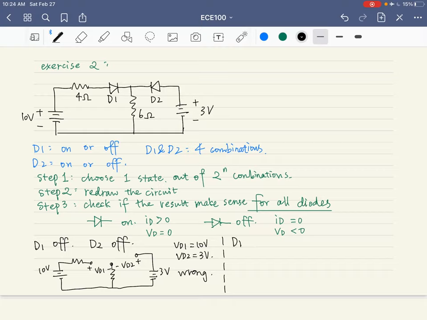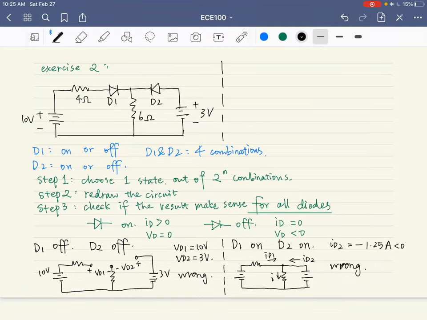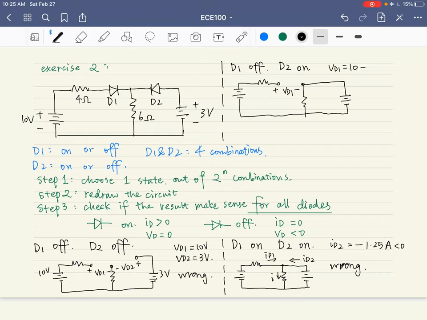And what about D1 is on and D2 is on too? Let's redraw the circuit. By solving it using the KCL, we'll see ID2 equals minus 1.25 amps, which is negative. It can't happen when the diode is on, right? So the assumption is also wrong. Another possibility is D1 is off and D2 is on. Does it make sense? Let's redraw it. Okay, so VD1 is 10 minus 3, which is 7 volts, bigger than 0. But the current is 0 because it's an open circuit. Does it make sense? No. So the assumption is also wrong.